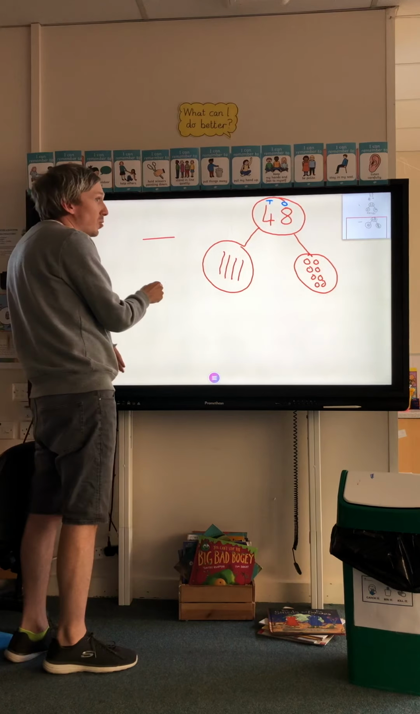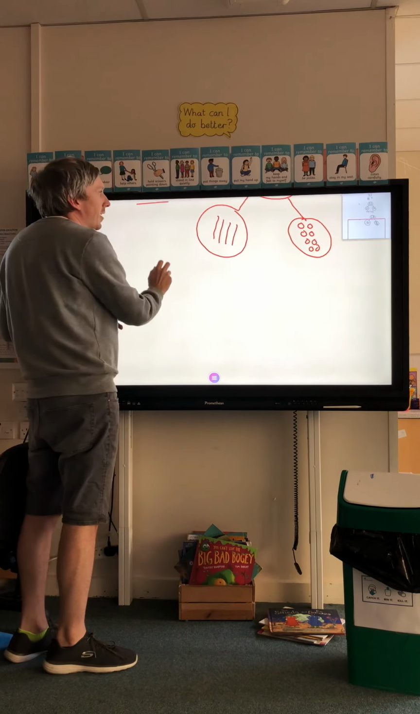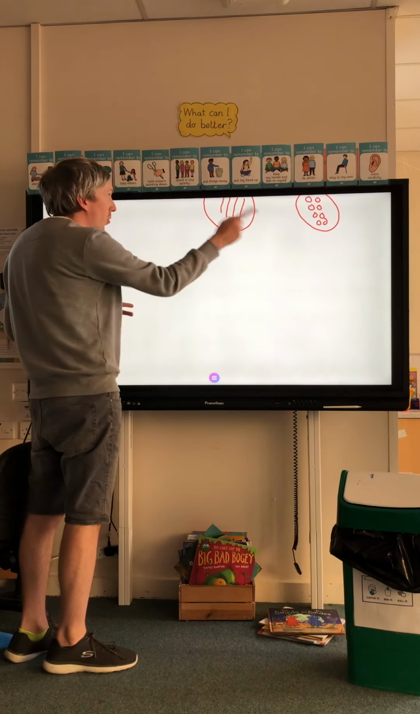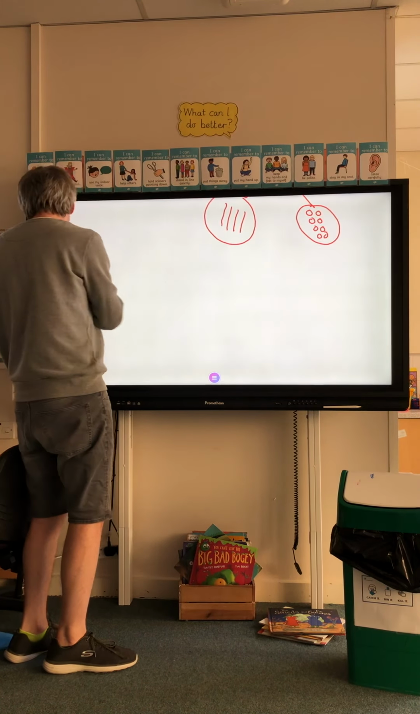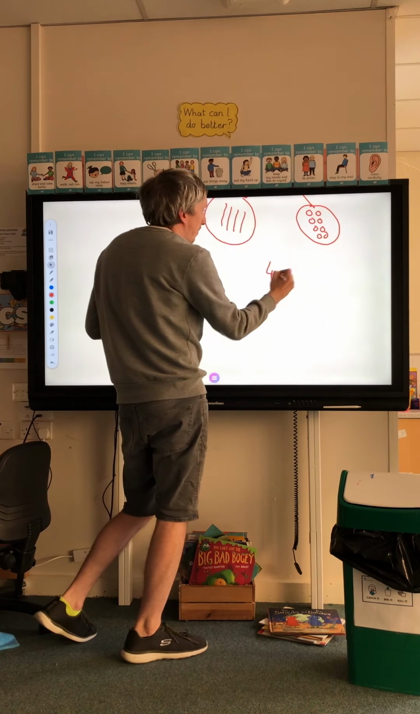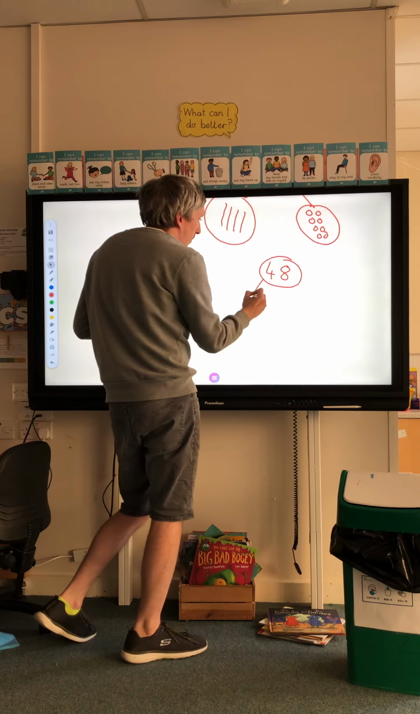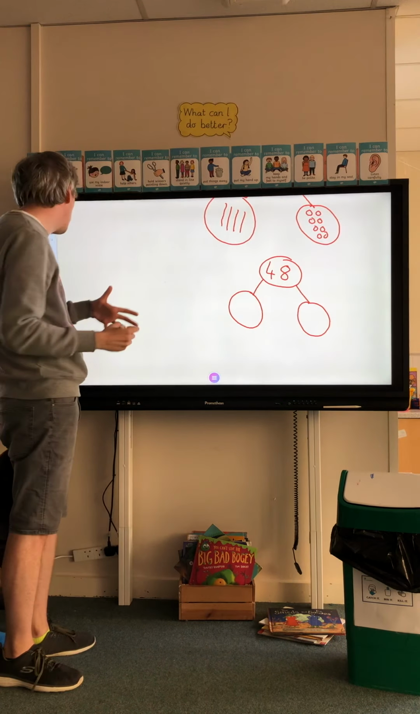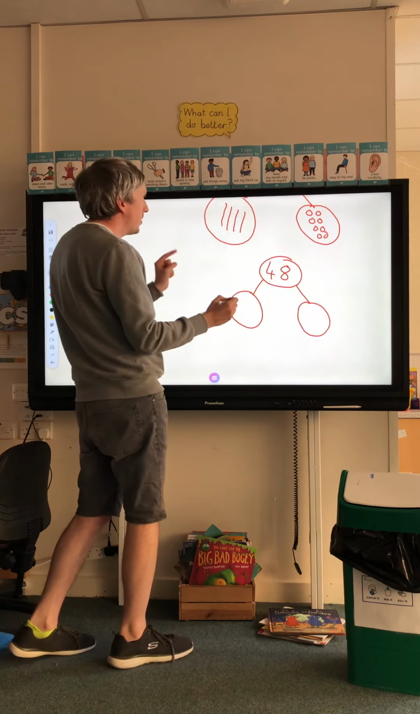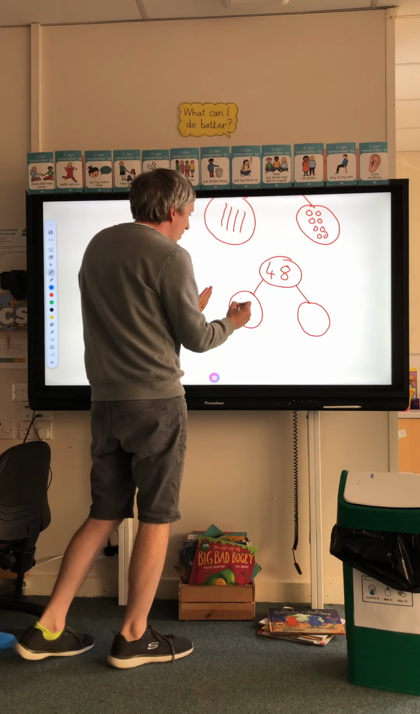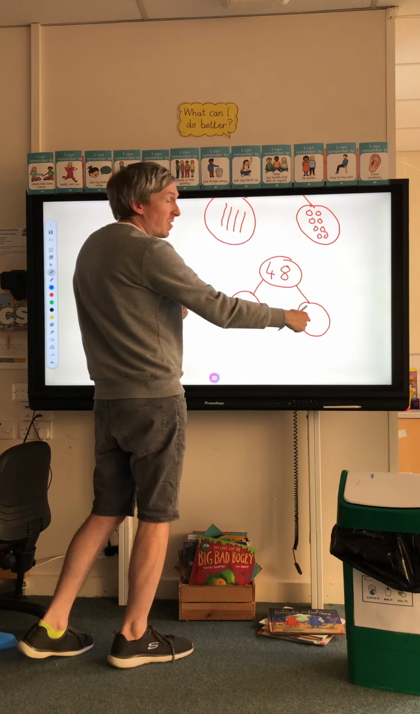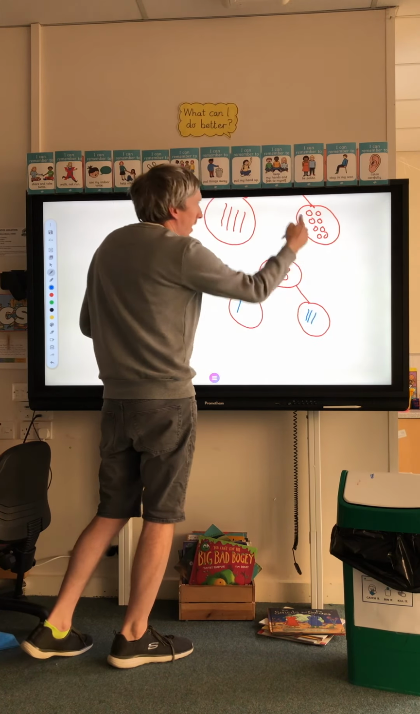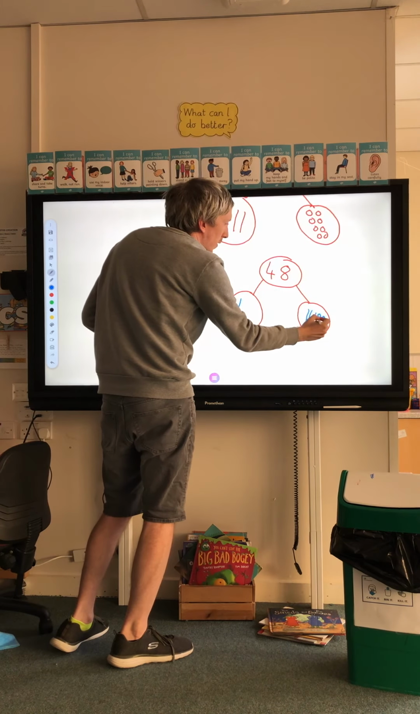And now I'm going to move on. This is in the next lesson that you might look at tomorrow. I'm then going to think about, well, how can I split this up now in a more interesting way? So I know there are four tens and eight ones. I'll keep that there so I don't forget about it. So if I draw 48 again, this time let's use one ten on this side. Then I'm going to put everything else on that side. So I've got to put one, two, three more tens and eight more ones.